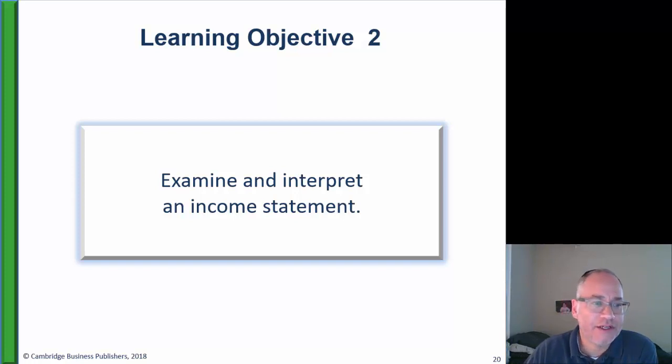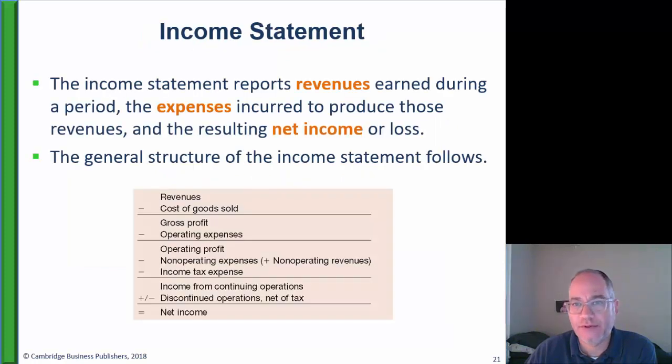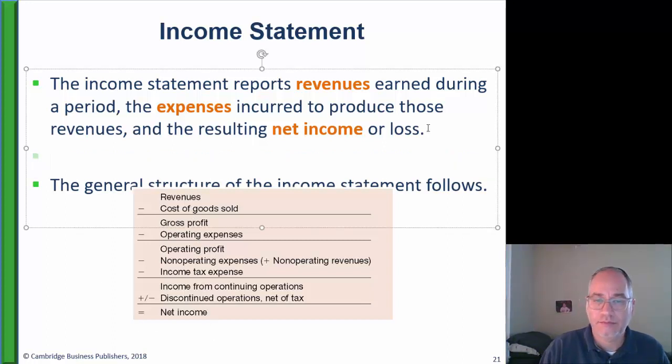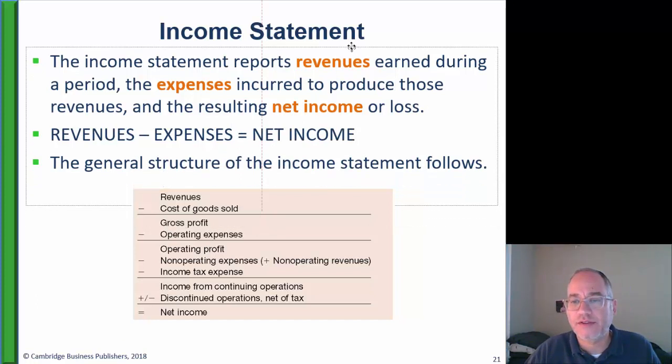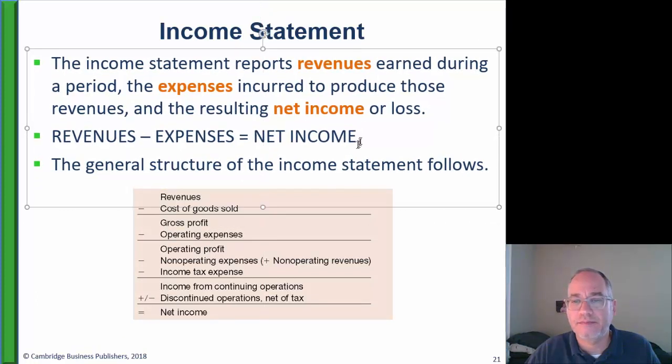Now let's talk about the income statement. This is Module 2, Learning Objective 2. The income statement tells you all about profitability, and profitability is based on the formula revenues minus expenses equals net income. Revenues minus expenses equals net income.